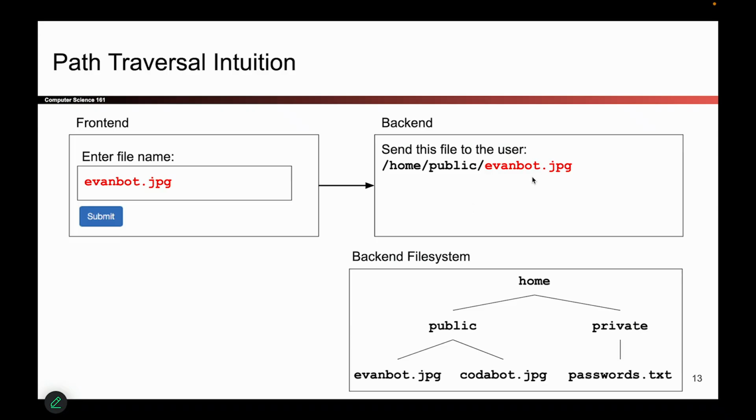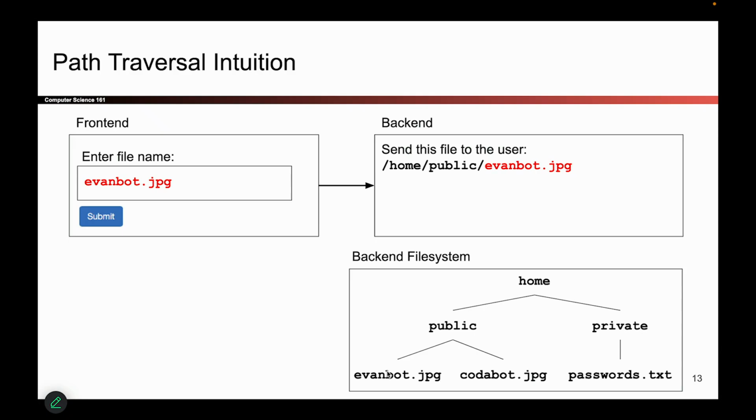So maybe this is some image sharing service, and all of the images that the user is supposed to access are in this public folder. So the user enters their favorite file name. The backend looks inside the public folder, so it builds a file path using /home/public for everybody, adds the user's chosen input, and serves the corresponding file back to the user. So here, we send this file back to the user, and they see that wonderful image.